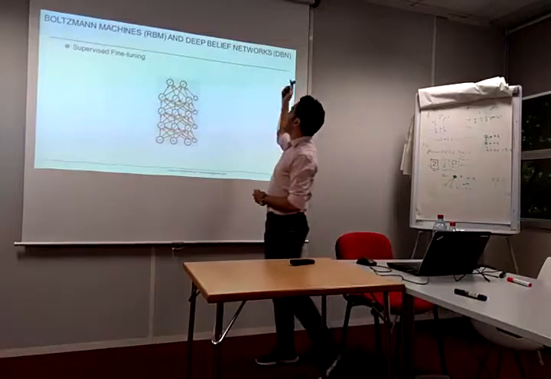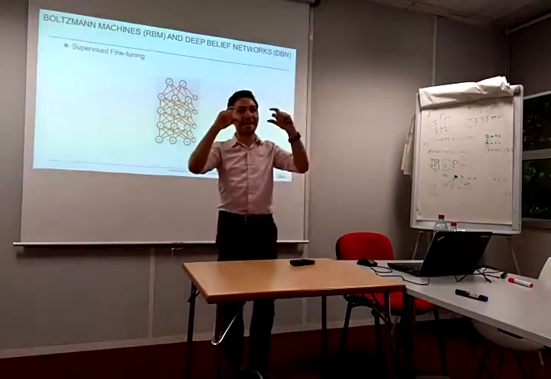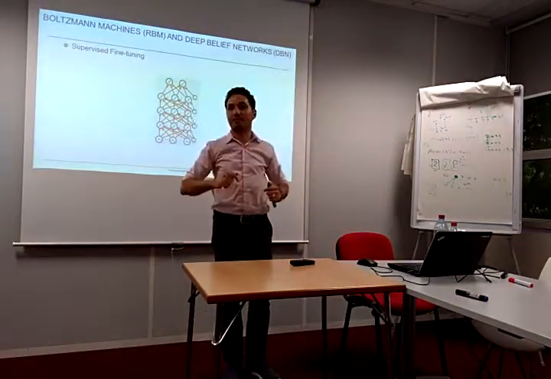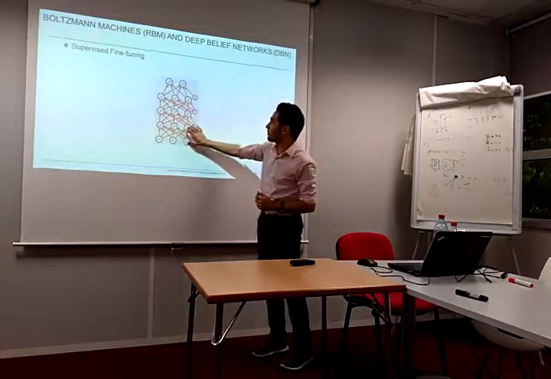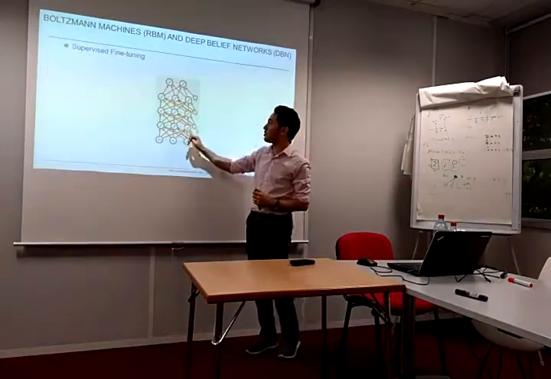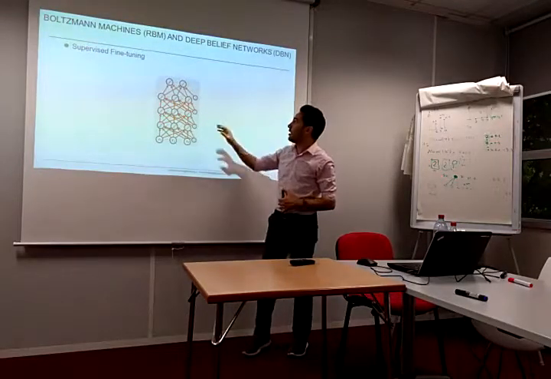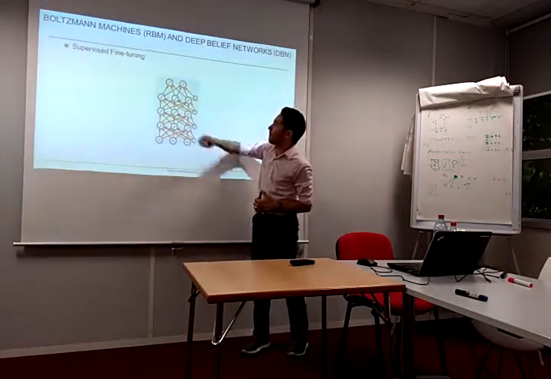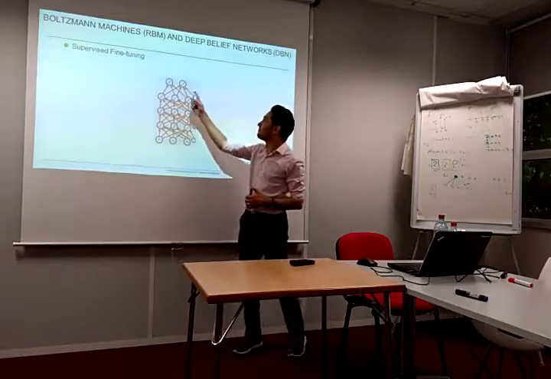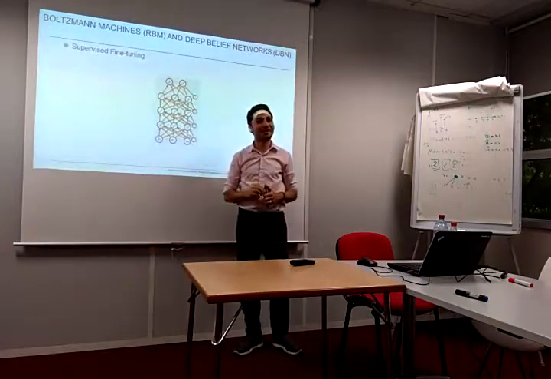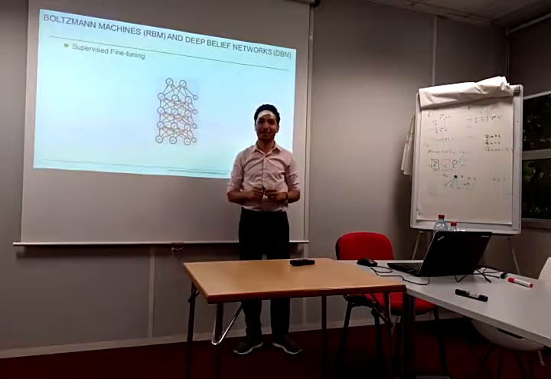So what are deep belief networks? Deep belief networks are a stack of RBMs. So we have an RBM here. This is the bias because each neuron at the hidden layer should have a bias now. And this is another RBM. And at the end we have a fully connected layer as usual.